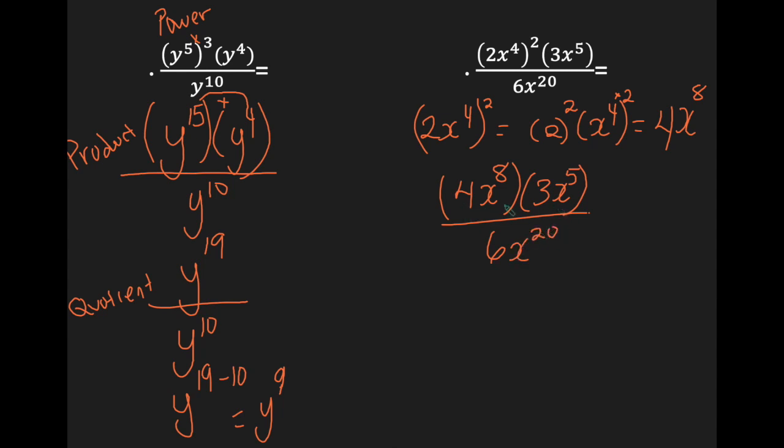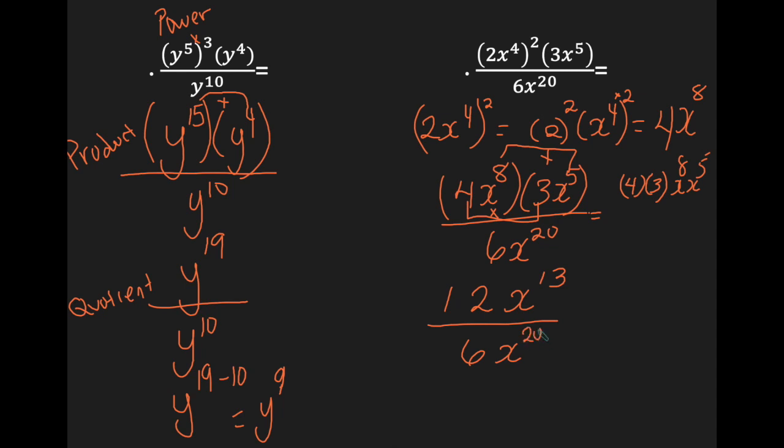Now I'm going to do the product rule. Now remember, coefficients multiply coefficients. So the 4 and the 3 multiply each other, and the x to the 8th and the x to the 5th multiply each other. Now 4 times 3 is 12, and with the product rule, the exponents, you will add them. The coefficients, you multiply them because they're numbers. So 8 plus 5 is 13. And now I'm dividing by 6x to the 20th.